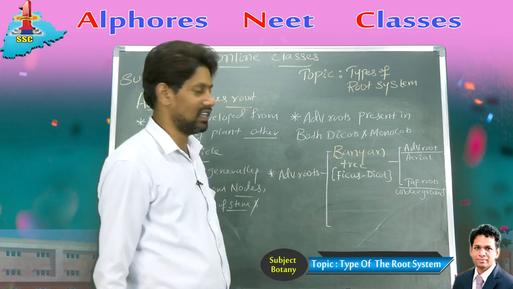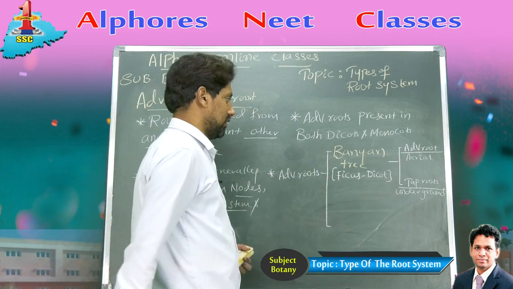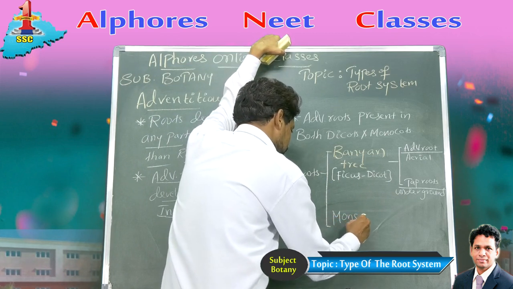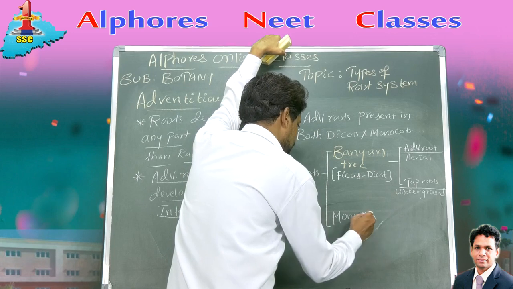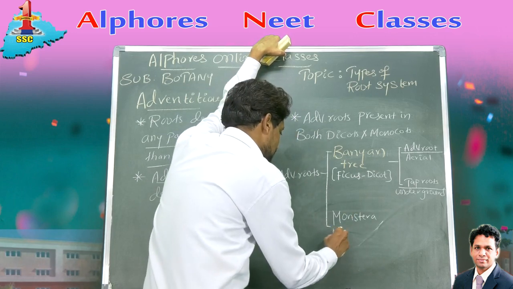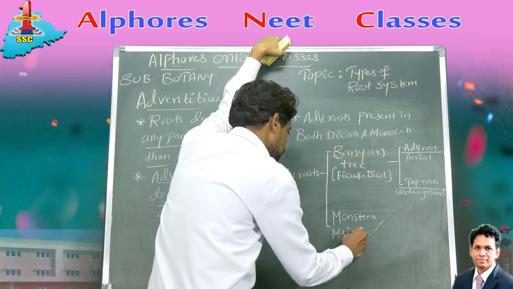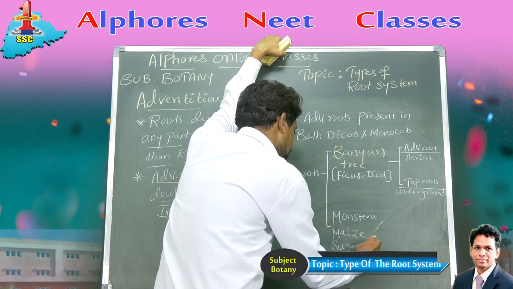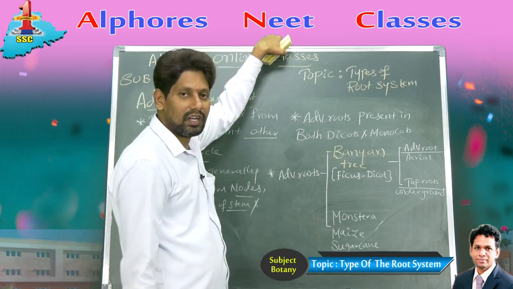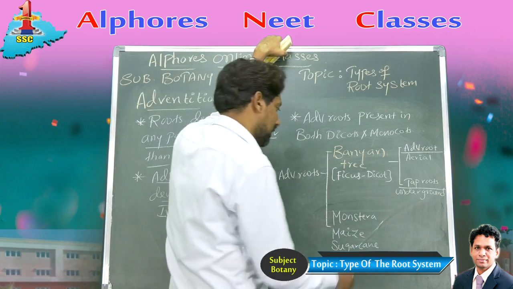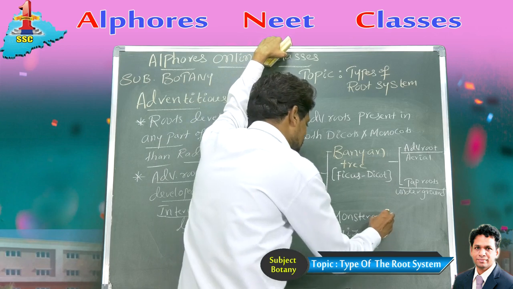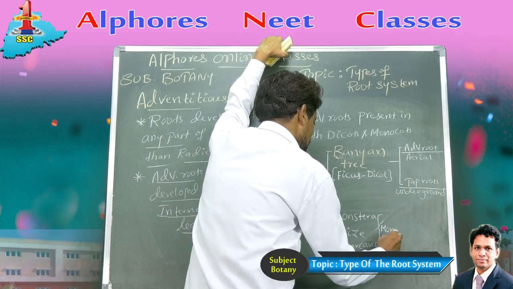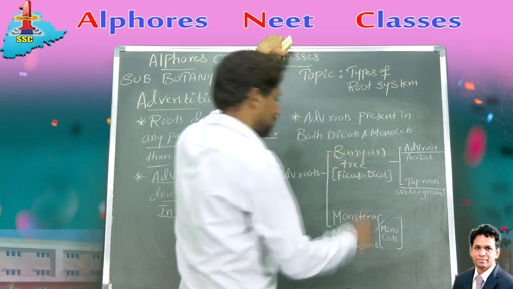Which roots are underground? The taproot is underground, in the case of the banyan tree. Now, go for examples of monocots. Monstera. You can take maize, sugarcane. In the case of monstera, maize and sugarcane, are these three dicots or monocots? These three are monocots.